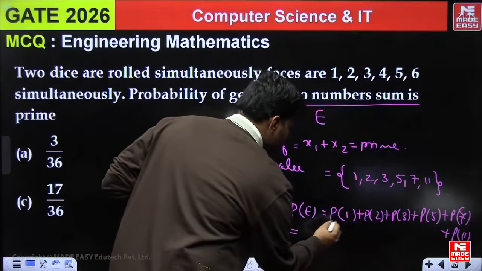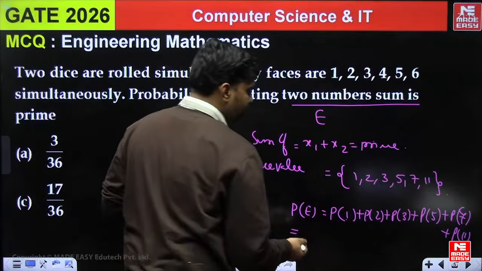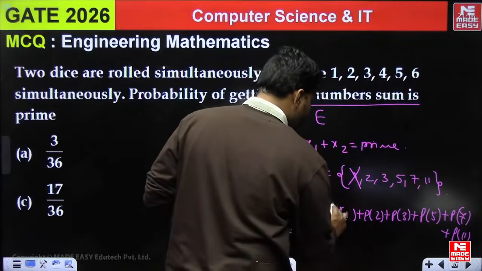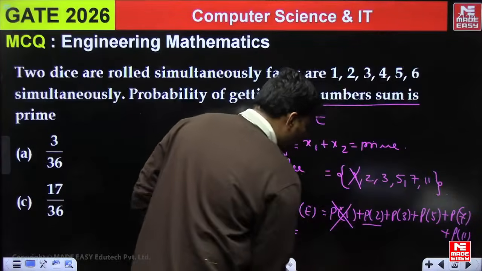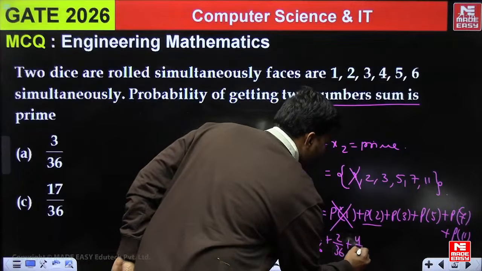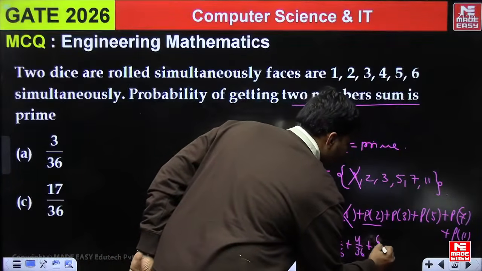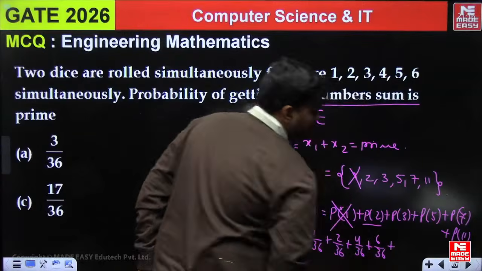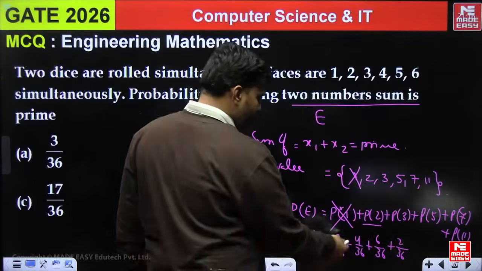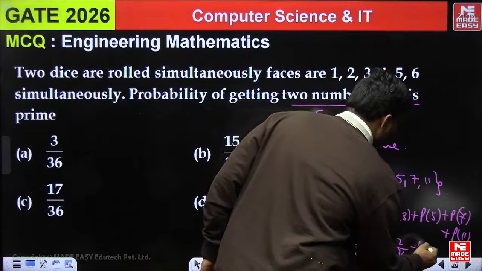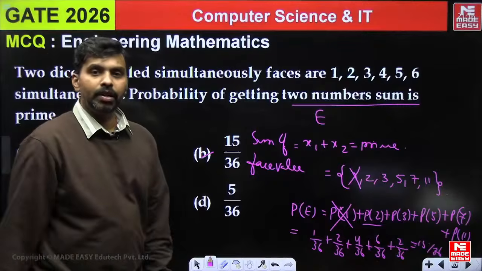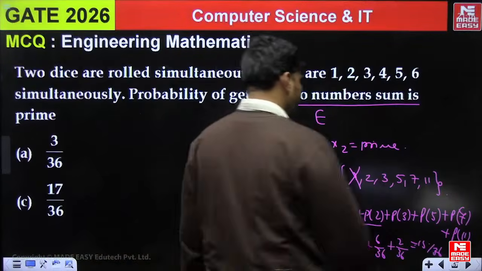Sum 1 will never happen, beta, so that is 0 probability. Then 2 is 1/36, this is 2/36, it is 4/36, it is 6/36, and then 11 means 2/36. So it's coming to around 14, 15. So 15/36 you get. Option B is the right answer for this. Very simple questions you have.